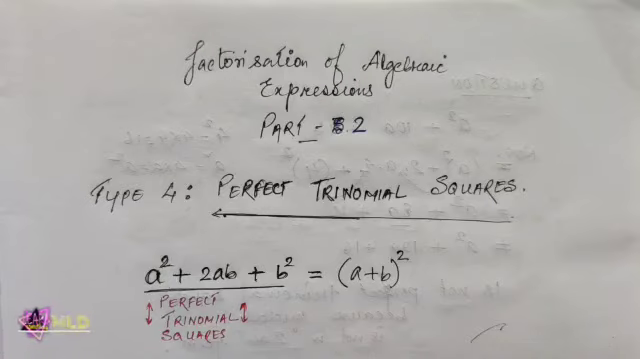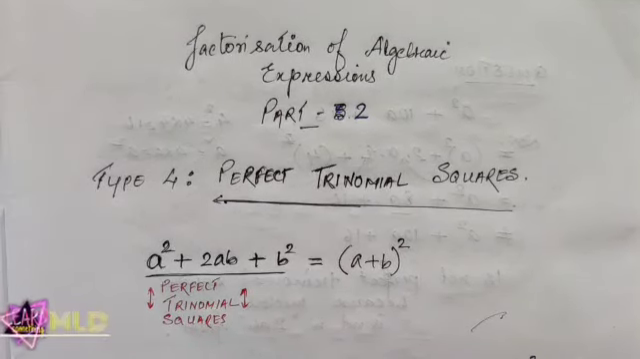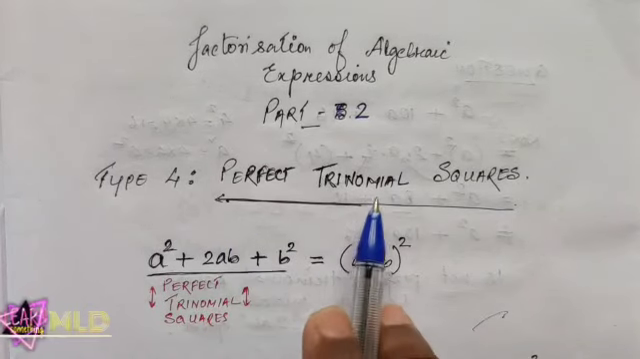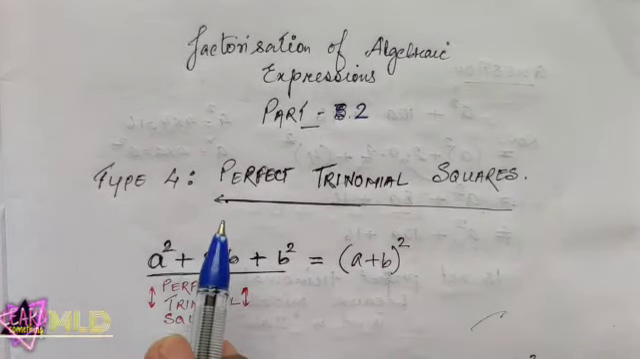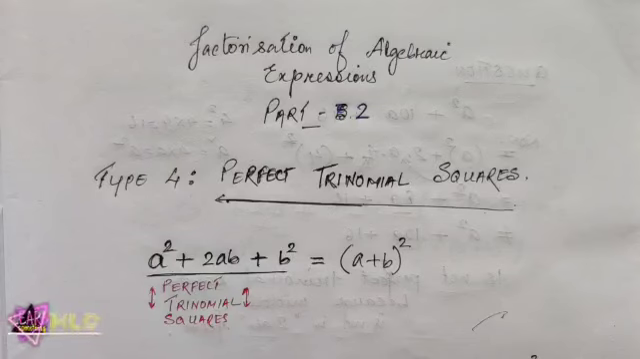In part 1 we have learned what factorization is, and in type 1 we learned that by taking some common factor we can factorize a given algebraic expression. Now there is another type, which I've marked as type 4, but it is actually perfect trinomial squares. Let us first get familiar with this term, perfect trinomial squares.